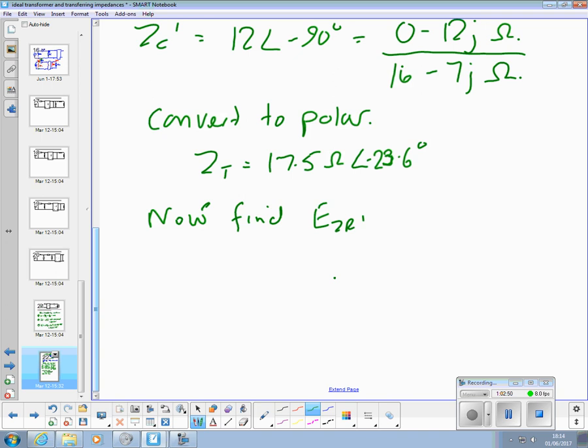Now find EZR dash. EZR dash is equal to I times ZR dash. Current. Oh no, we haven't found the current yet, have we? Didn't spot my deliberate mistake.